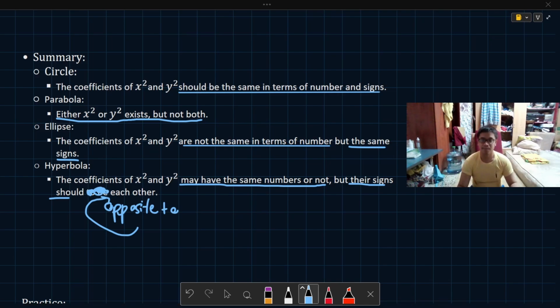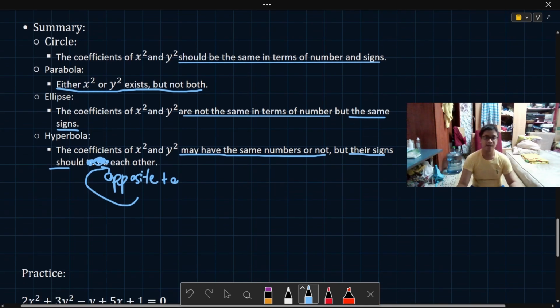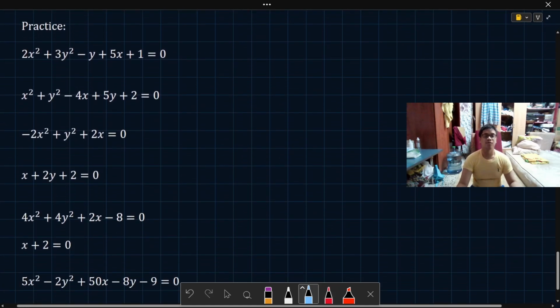Let's have a practice, all right? Don't worry, I will create another video about generally identifying whether it's a circle or not, okay? But before I do that, let's have a practice. So here we go. We have 2x squared plus 3y squared minus y plus 5x plus 1. Now, the focus here is to look at the x squared and y squared. Here we have 2x squared and 3y squared. In terms of numbers, we have 2 for x squared, 3 for y squared. So numerically speaking, they are not the same.